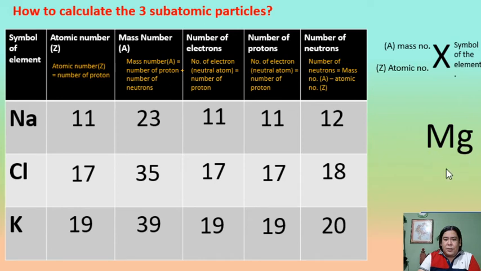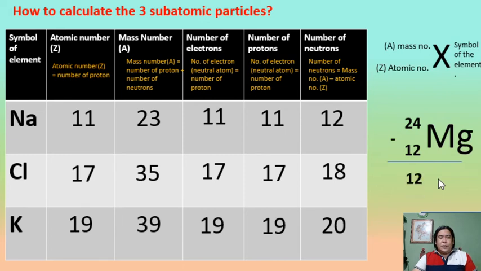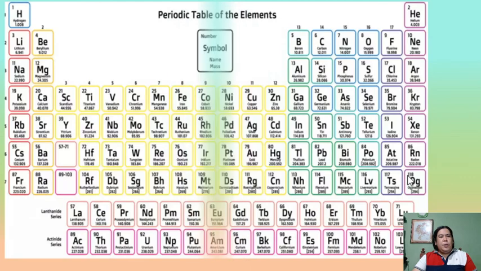So if this is the symbol of the element, Mg stands for magnesium, the information on the upper left side of the symbol is the mass number for magnesium. And then ito, yung kanyang atomic number. If you subtract that, you will get the number of neutrons. Okay? So, your periodic table is always useful when it comes to identifying the mass and then the atomic number.